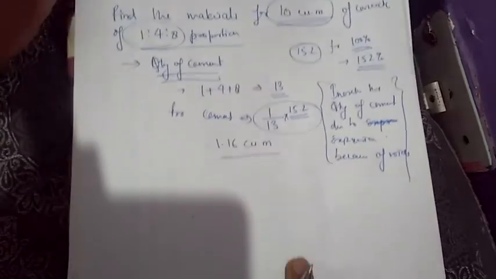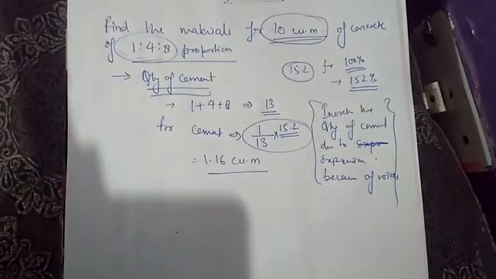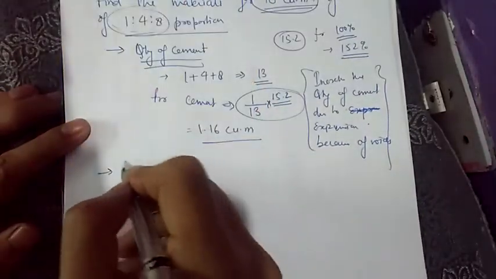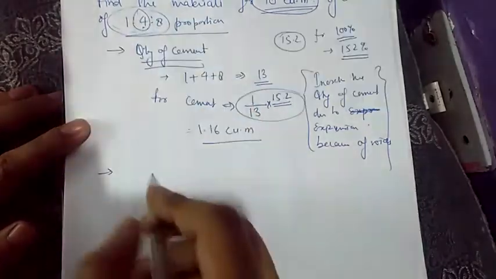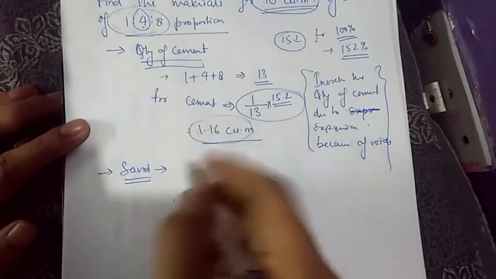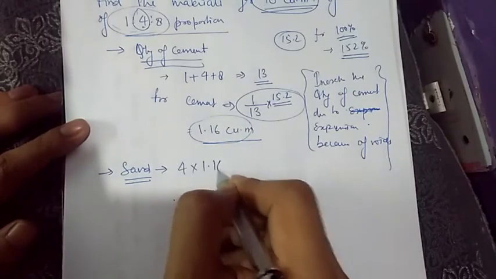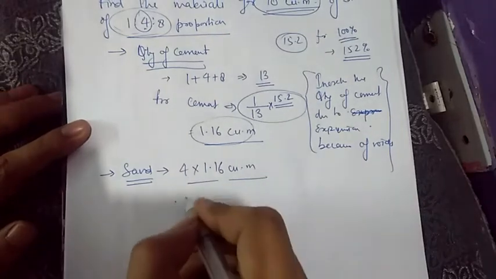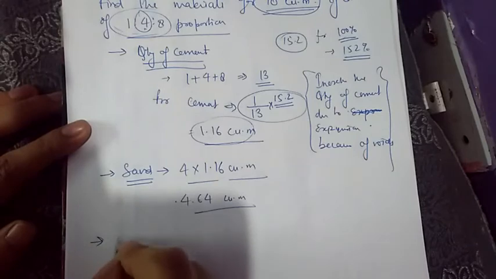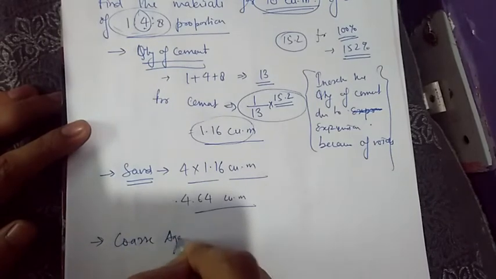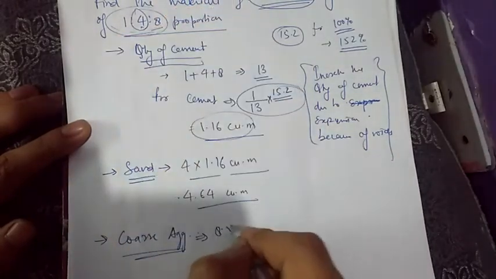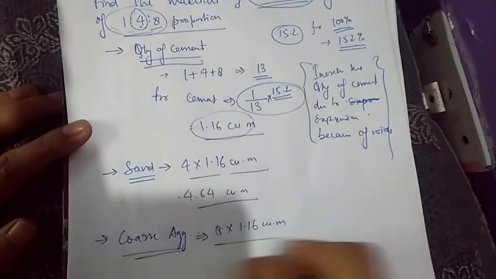Okay, now the further calculation would be very easy. The second proportion is for sand, which is 4 units. So for sand we just multiply 4 into 1.16 cubic meter, it is 4.64 cubic meter. And for coarse aggregate it will be 8 into 1.16 cubic meter.